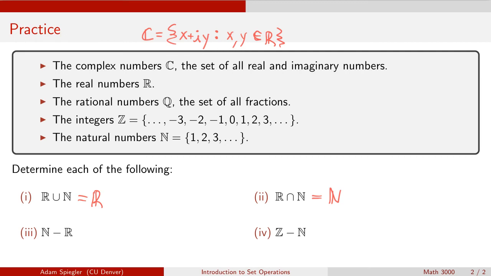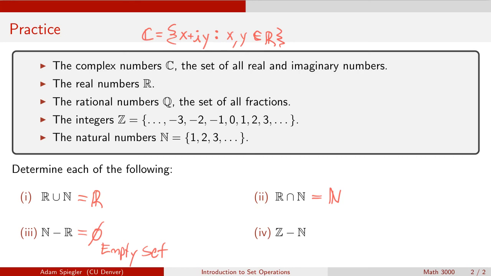In three, we're now looking at the difference of natural numbers and the real numbers. So this would tell me what are all of the numbers that are in the natural numbers but are not in the real numbers. And here, since every single natural number is a real number, that would mean that this difference contains no values. There are no natural numbers that are not also real. So this is empty. So we could denote that with the empty set. This means there are no such values in that difference.